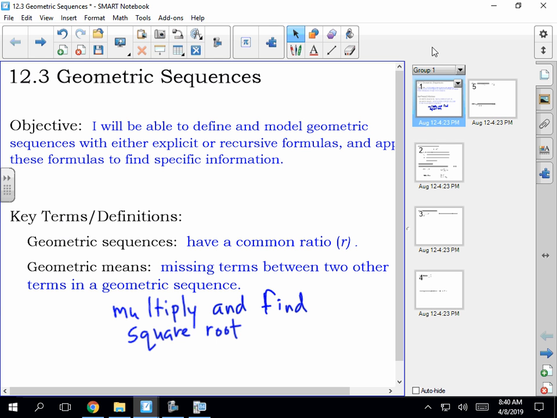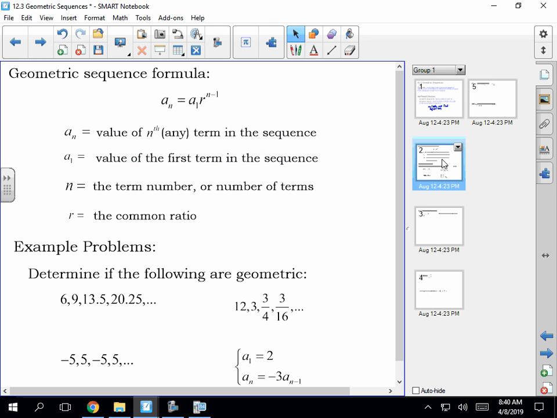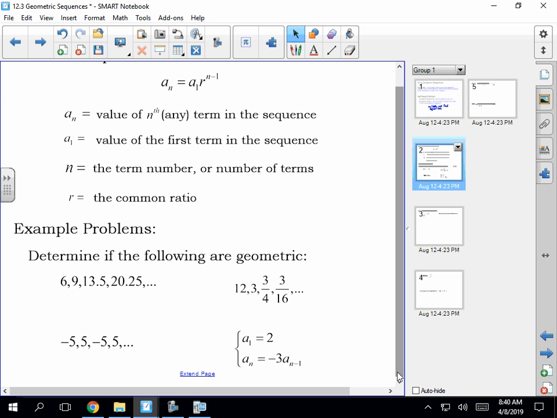And there's a formula for generating the nth term of a geometric sequence. Geometric sequences are exponential, either growth or decay sequences. If we were to match them up to a function, they're exponential functions. These are going to be discrete values. But here's our formula: a sub n equals a sub 1, that's the first term, times r, which is the common ratio, to the n minus 1 power. And so if a sequence is geometric, there will be a common ratio r.